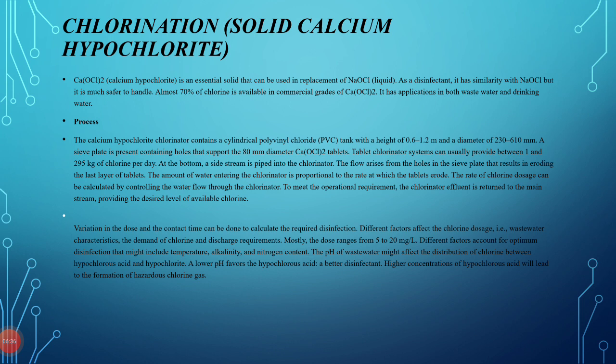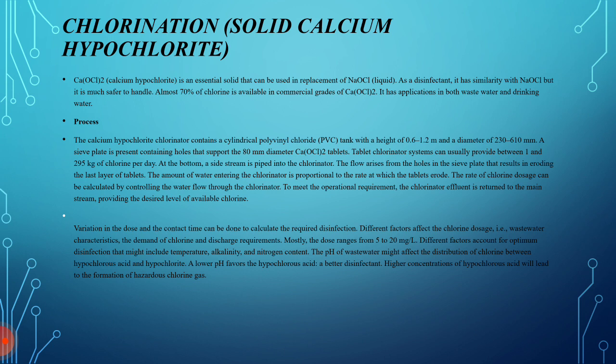Chlorination: calcium hypochlorite, CaOCl2. Calcium hypochlorite is an essential solid that can be used in replacement of NaOCl as a disinfectant. It is similar to NaOCl, but it is much safer to handle. Almost 70% of chlorine is available in commercial grades of CaOCl2. It has applications in both wastewater and drinking water processes.